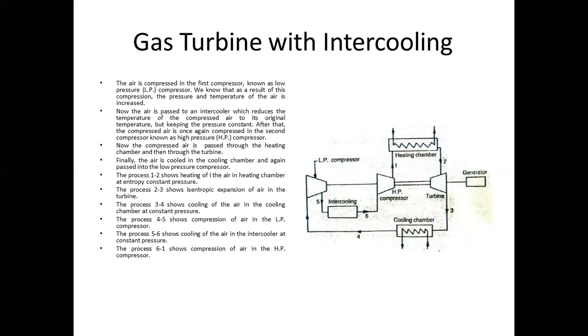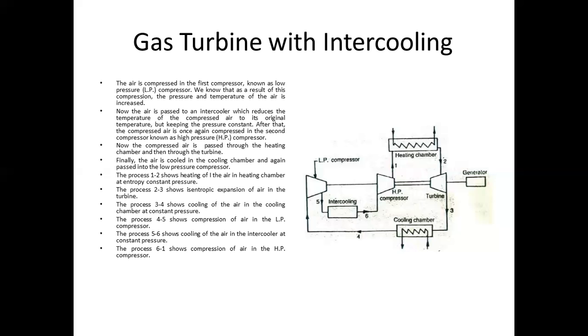After that, the compressed air is once again compressed in the second compressor known as high pressure compressor. Now the compressed air is passed through the heating chamber and then through the turbine. Finally, the air is cooled in the cooling chamber and again passed into the low pressure compressor. The process of intercooling the air in two stages of compression is shown.